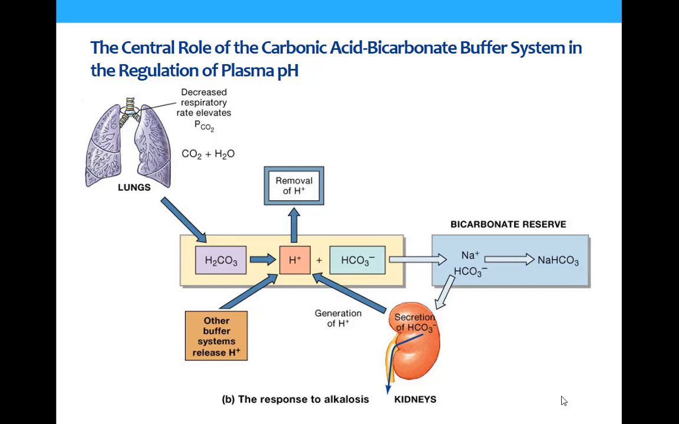Okay. So this buffer system is physiologically very important because it can be fine-tuned by the lungs and by the kidneys. Now you see the difference between the two members, the bicarbonate over here, carbonic acid over here, right? Bicarbonate can be increased or decreased via the kidney. Carbonic acid can be increased or decreased via the respiratory rate or the lungs. Making sense? Okay.